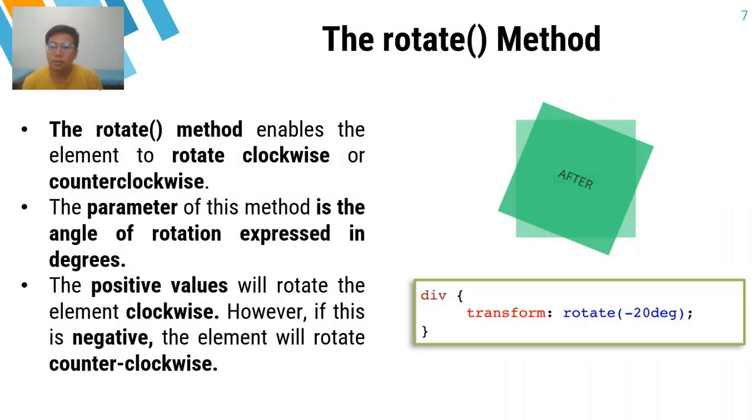Next method is the rotate method, which enables the element to rotate either clockwise or counterclockwise. The parameter of this method is the angle of the rotation expressed in degrees. Positive values will rotate the element clockwise. However, if it's negative, the element will rotate counterclockwise. So again, I want you to encode this transform property using the rotate method on your brackets. Since we use negative 20 degrees, the rotation of this particular method will be counterclockwise.